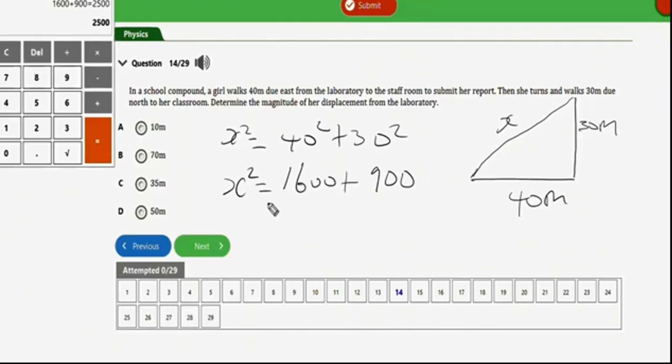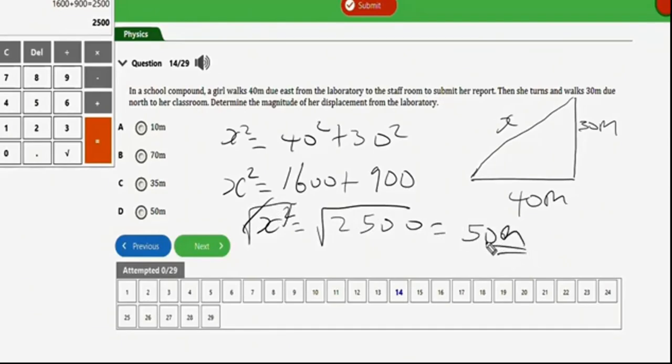We have x squared equals 2500. You square root both sides. So square root of 2500 will give you 50. So it will be 50 meters. That will be the magnitude of our displacement from the laboratory. So correct option to this question is what? Option D, 50 meters. That's it for this question. Let's wipe this now, solve the next repeated question.